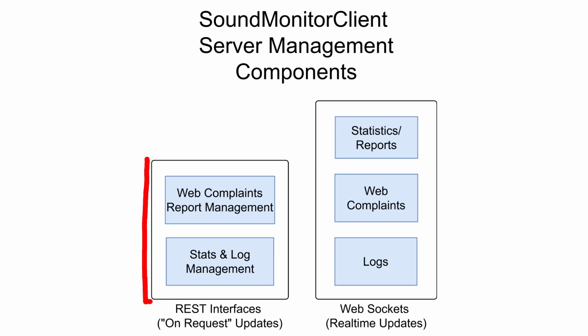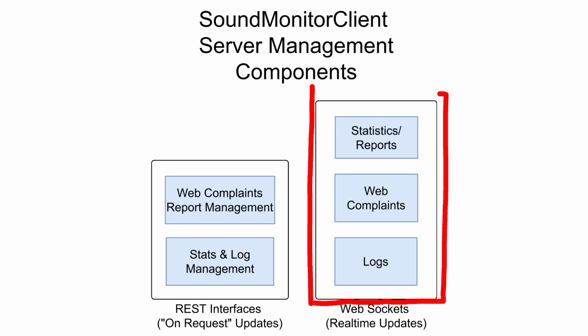There are components for managing web complaint reports, as well as statistics and log management, and we saw some of that earlier. Both of these types of interfaces are REST interfaces which happen on request, essentially. So anytime somebody wants to know about this particular interface, it can make a call to it and get the information it needs. We also have a variety of WebSockets, and these WebSockets are for giving real-time updates to the application. The WebSockets include providing statistics and reports, as well as providing web complaints and logs.